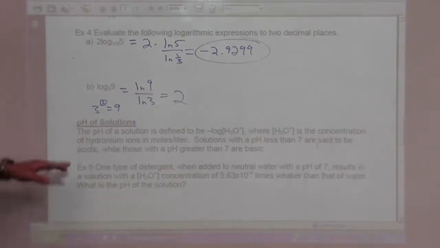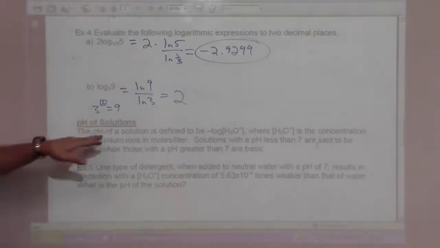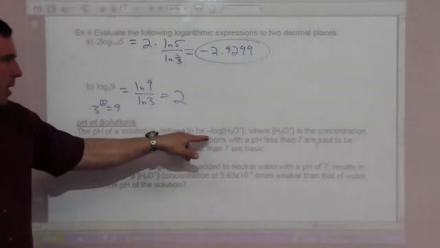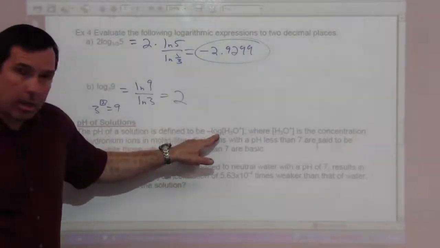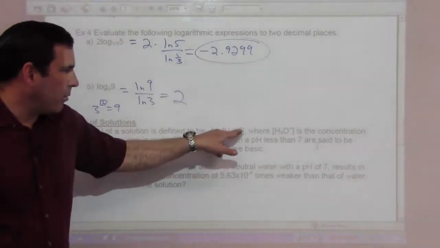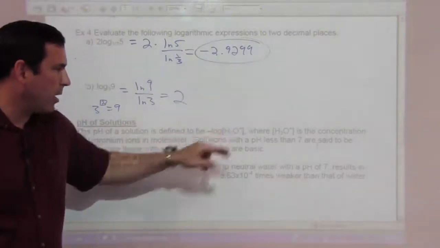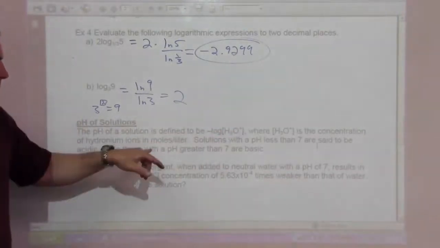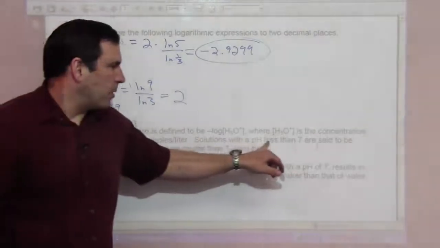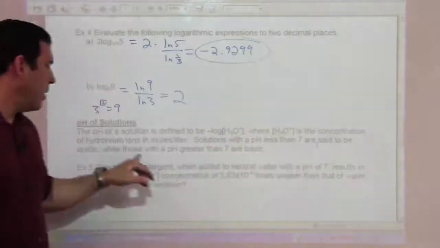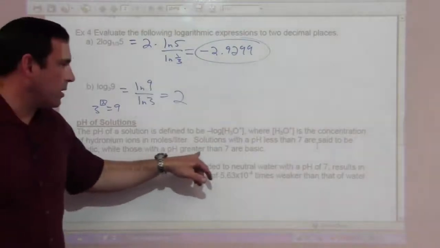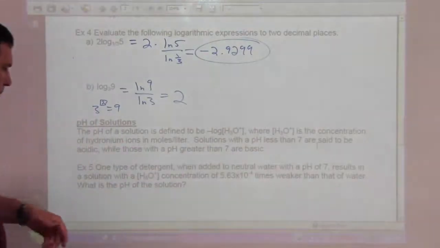Okay, let's talk about some applications. pH of solutions. The pH of a solution is defined to be the negative common log of the H3O concentration. This is hydronium ion concentration in moles per liter. Solutions with a pH less than 7 are said to be acidic, while those with a pH greater than 7 are said to be basic.